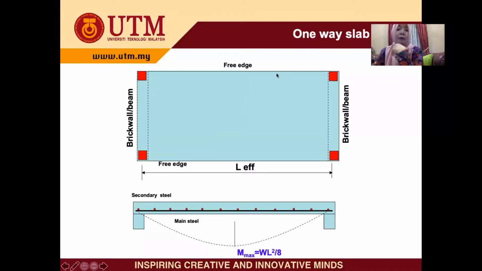Okay, so a one-way slab can be classified according to Ly over Lx, or it depends on the way it is supported, the slab supported by brick wall or beam. For example, here you can see that the slab is supported by wall or beam on only two sides, two sides here, you know, opposite, not adjacent but opposite.